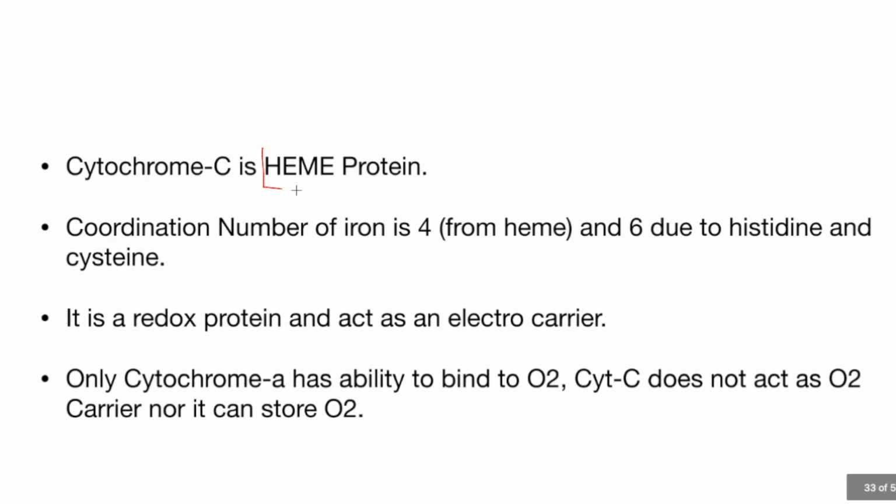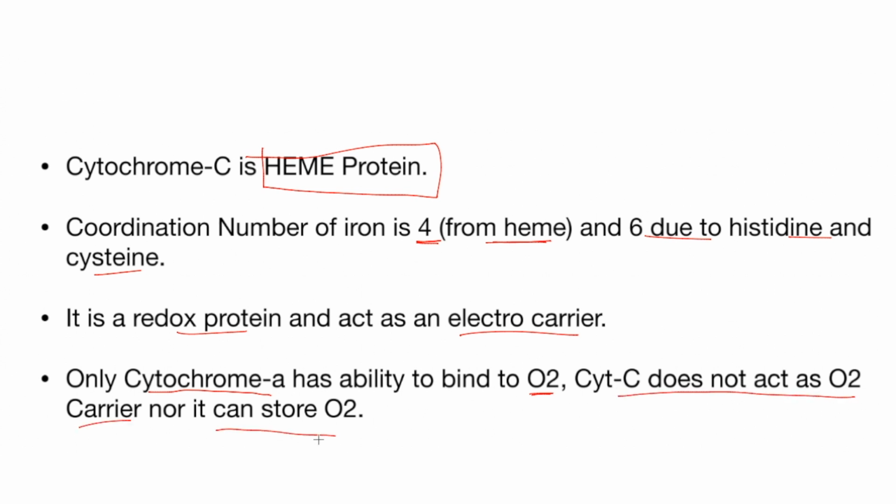Cytochrome C is a heme protein and the coordination number of iron is 4 from the heme and 6 due to histidine and cysteine, which I have already shown you. Now it is a redox protein and acts as an electron carrier. Only cytochrome A has ability to bind to oxygen. Cytochrome C does not act as an oxygen carrier, nor can it store oxygen, right? So these are just some of the summary from the cytochromes.